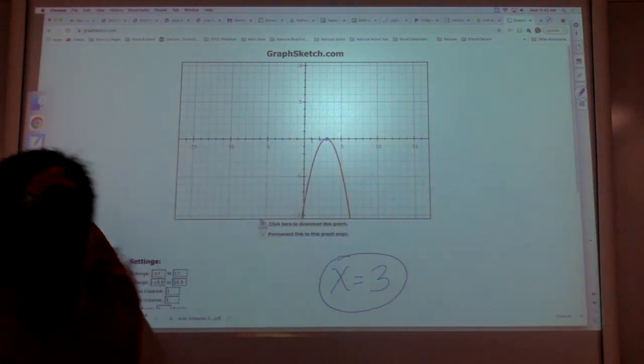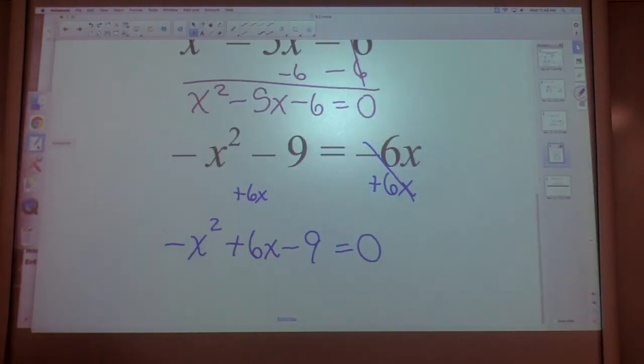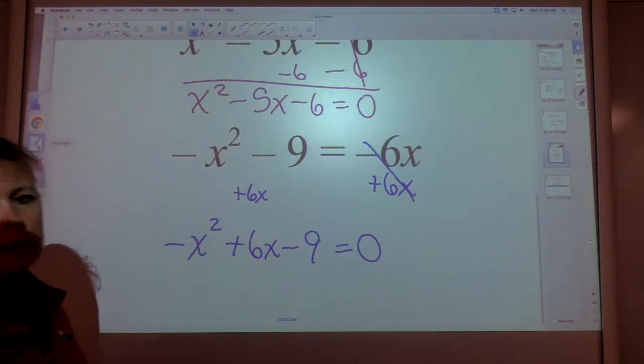All right. So again, you could have one answer. You could have no solution. You could have two answers. But make sure your equation always equals 0.